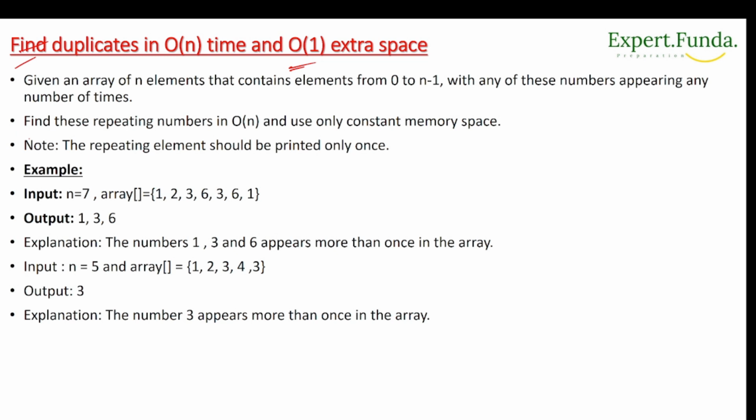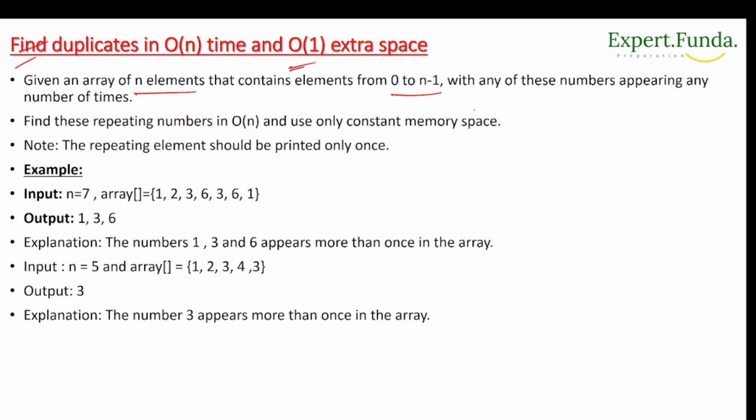So the statement says: given an array of n elements that contains elements from 0 to n minus 1, which means start with the 0 index and go to the n minus 1 index, so that you have to check. Whenever you make the loop, make sure you start with index 0 and go to n minus 1 as we traverse the array.